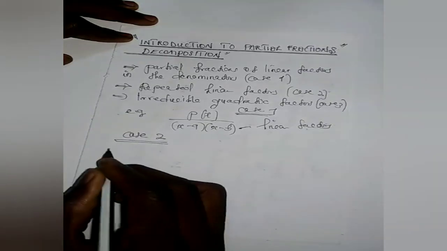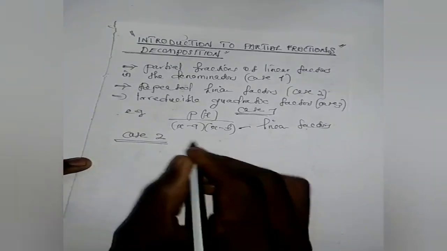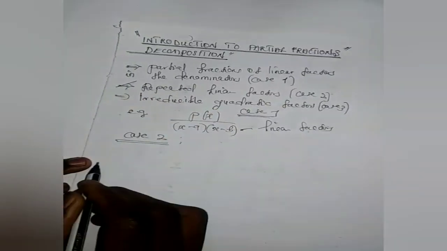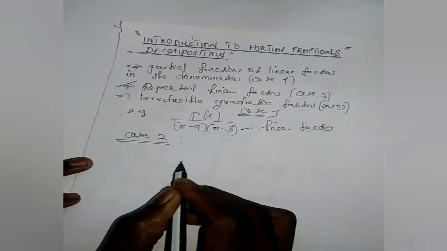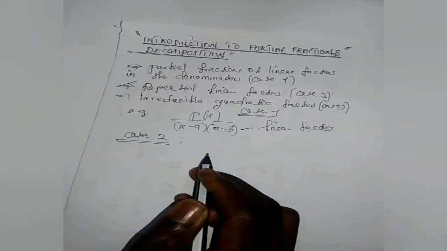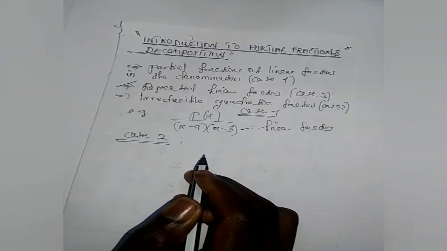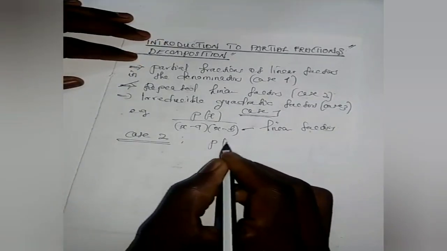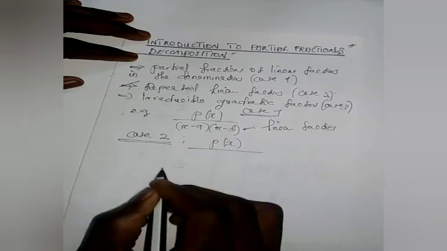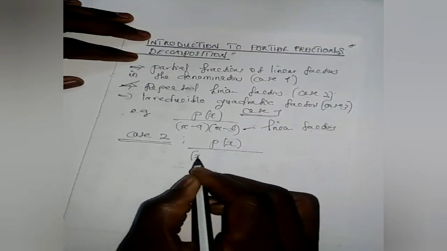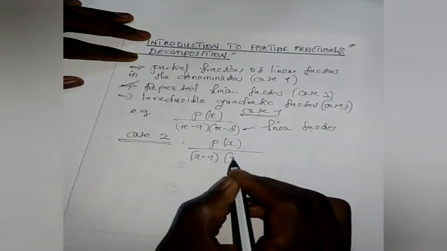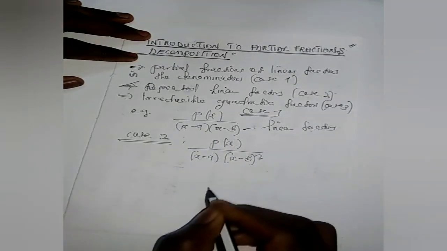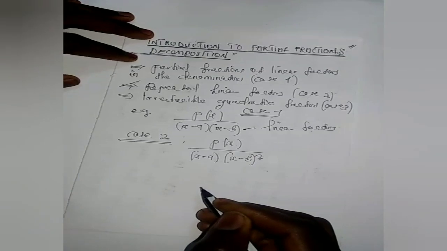Case 2: we'll deal with repeated linear factors. Repeated linear factors means one linear factor appears twice. For example, we have x minus a and then (x minus b) squared. So this is a repeated linear factor. We're going to deal with such cases.